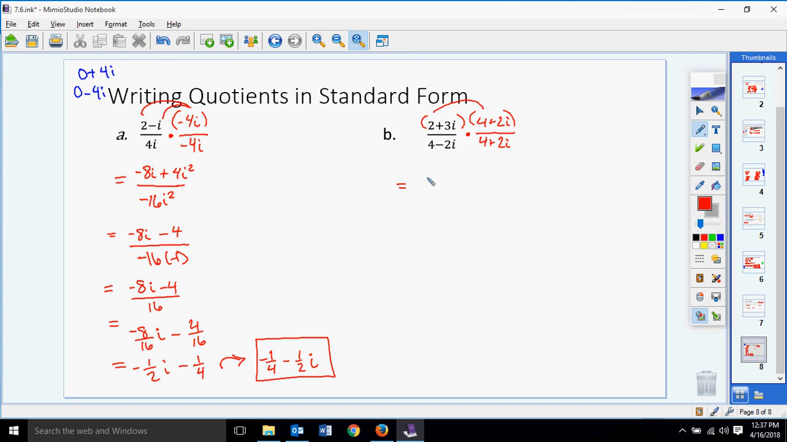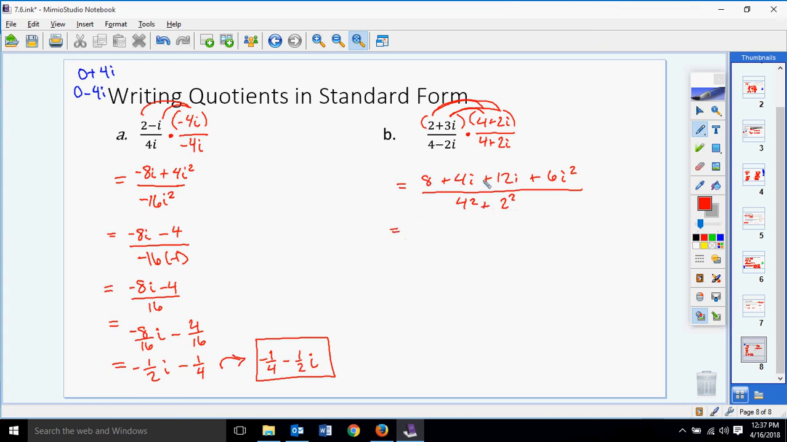First, 2 times 4 is 8. Outer, 2 times 2i would be a positive 4i. Inner, 4 times 3i would be 12i. And then last, 3i times 2i would be 6i squared. That's in the top and in the bottom. Since I'm multiplying two conjugates, remember the rule is it's the first number squared, so 4 squared. And then a plus is the rule, and then the second number squared without the I. So the second number is 2, so I'm going to square it.